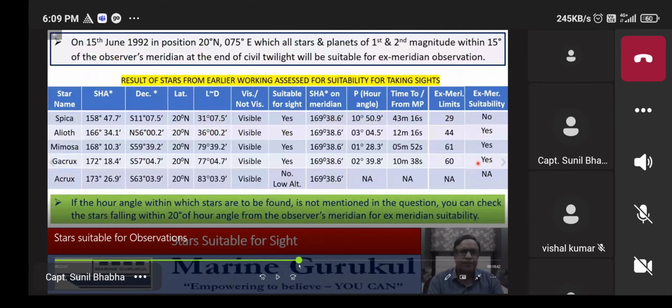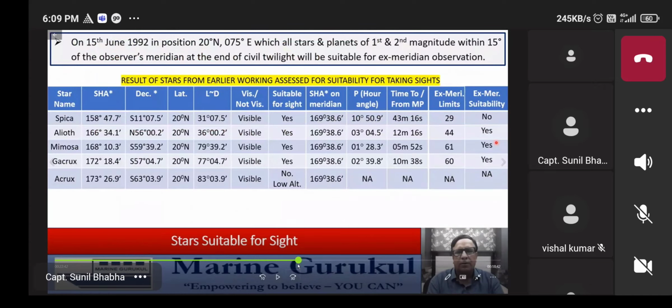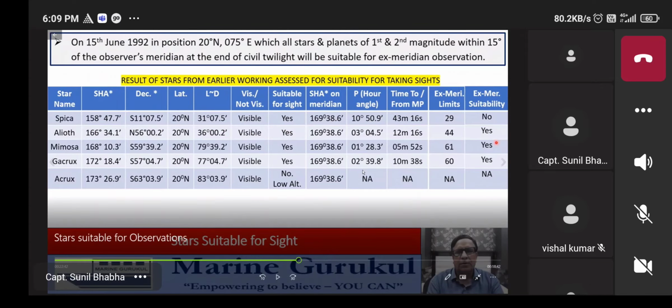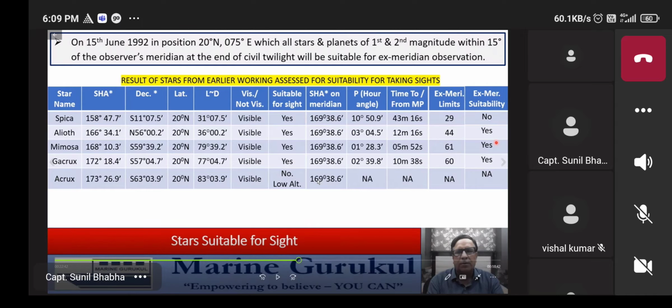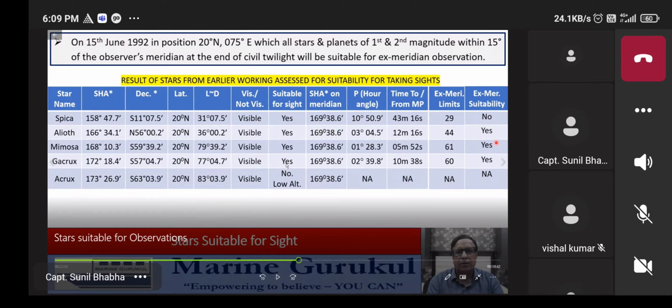So we are here now. The X meridian question is done. So let's proceed ahead. All okay up to here beta? Sir, for the X meridian, we have to calculate if it's visible or not and suitable for sight also. That is right beta. Visibility and suitability has to be checked beforehand, because only those stars will be available for X meridian which are visible and suitable for sight.